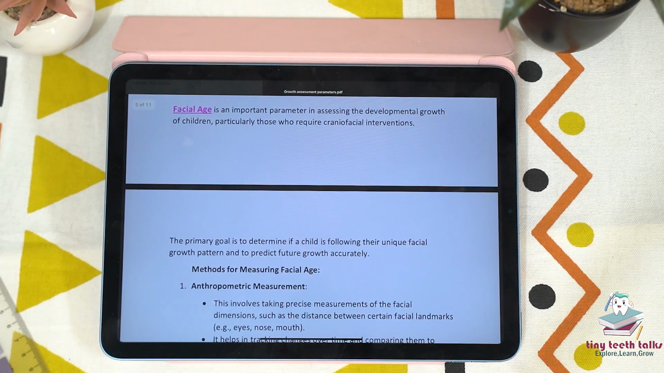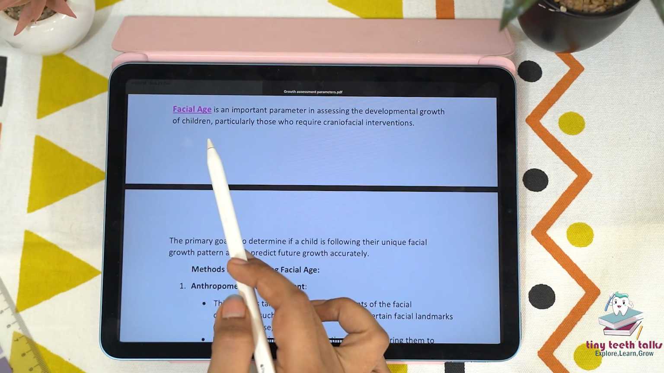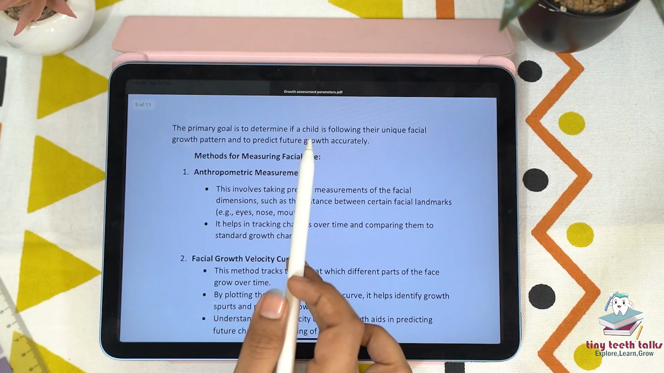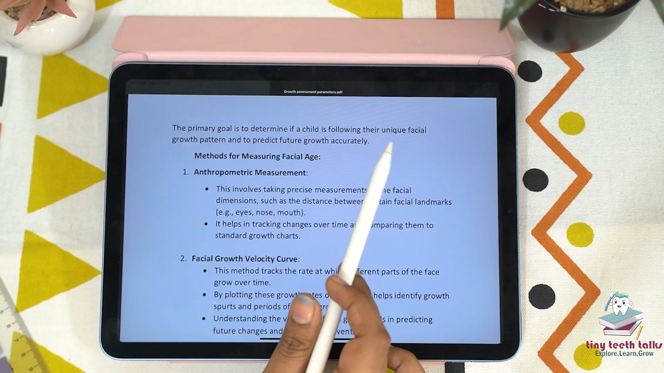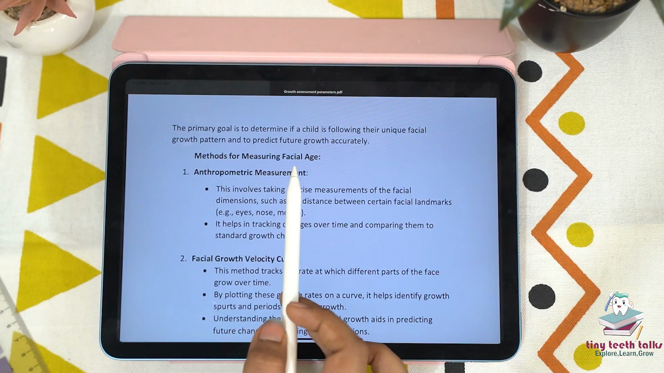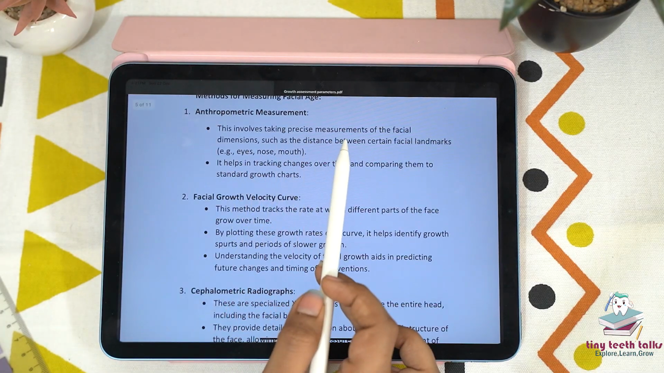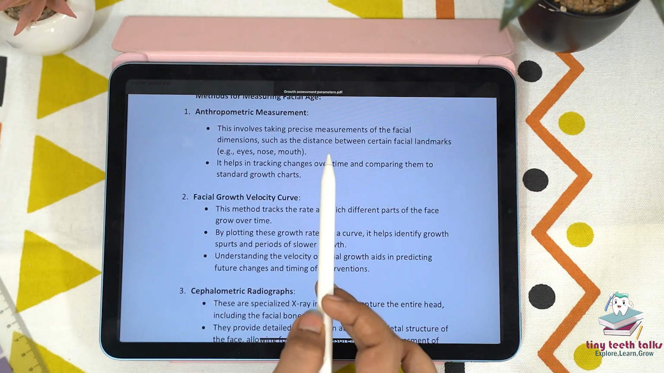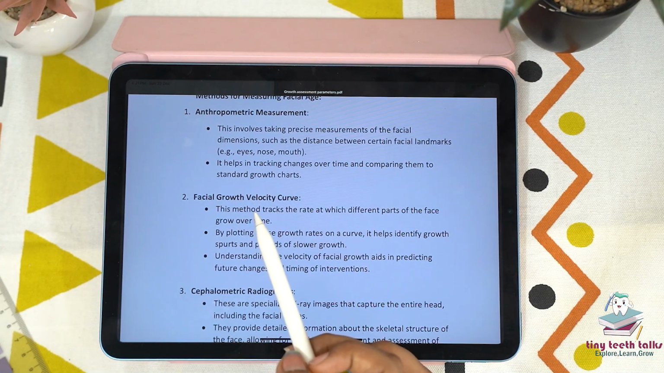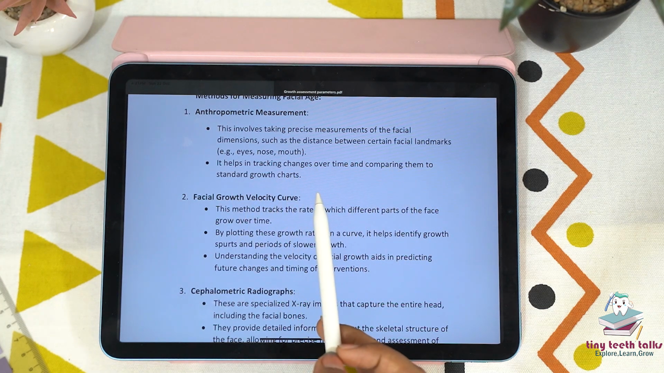Fifth is facial age. Facial age is an important parameter in assessing the developmental growth of children, particularly those who require craniofacial interventions. The primary goal is to determine if a child is following their unique facial growth pattern and to predict future growth accurately. Methods for measuring facial age. First is anthropometric measurements. These involve taking precise measurements of the facial dimensions, such as the distance between certain facial landmarks like the eyes, nose and mouth. It helps in tracking changes over time and comparing them to the standard growth charts.